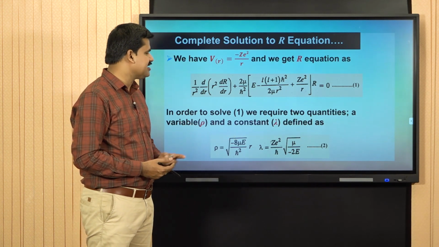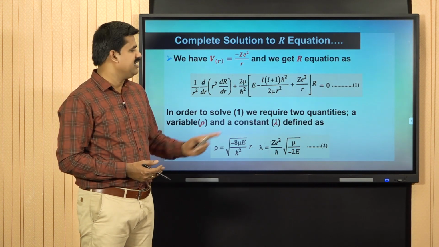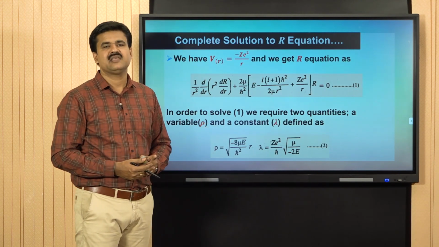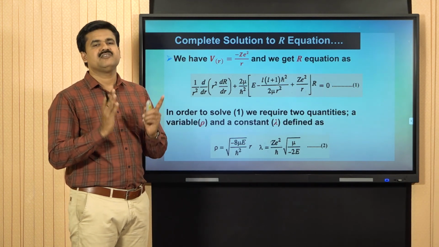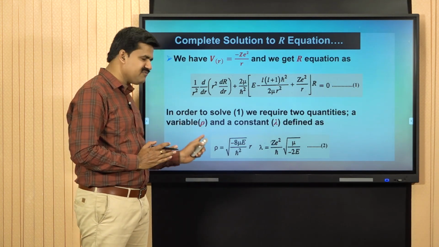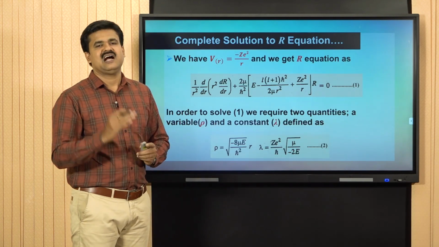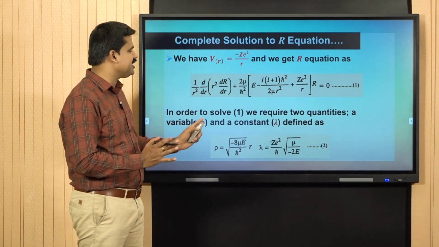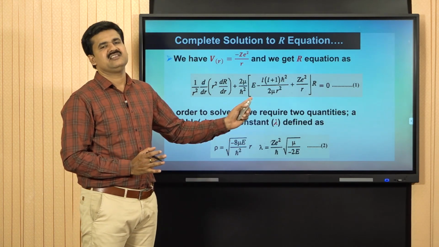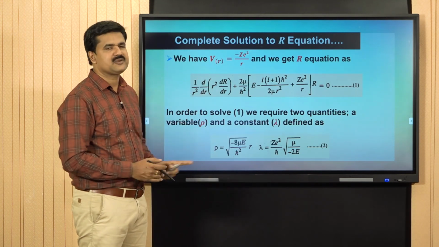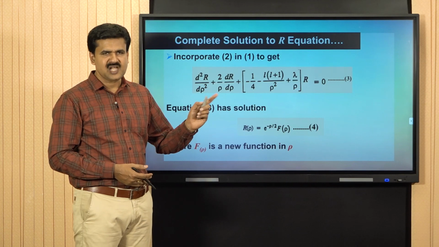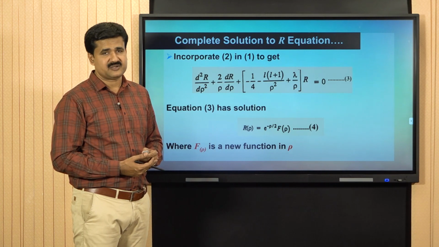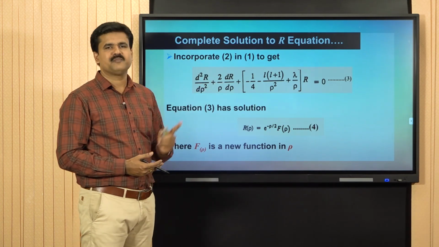Also, the constant term lambda is equal to Z e² divided by ħ into under root μ divided by minus 2E. Hence, we have two parameters, out of which one is a variable, that is rho, and the next one is a constant term, that is lambda. And we are now trying to incorporate this variable rho and the constant term lambda into this equation to get a new form. On such incorporation of the value of rho and lambda in the R equation, the R equation takes the new form like this.